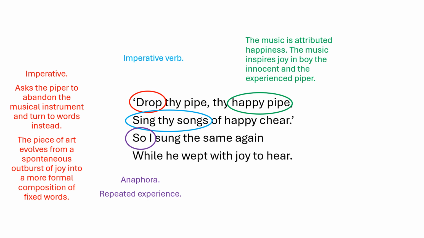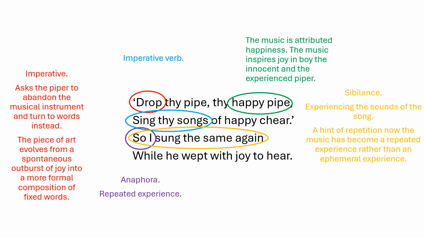Can you see the anaphora that's developing once more? The phrase "so I" almost becomes repetitive in that fronted way. It's a little bit repetitive now: so I did it, so I did it. So the experience itself is becoming much more repetitive. But he says, "so I sung the same again." And now we've got this sibilance being used: "so I sung the same again."